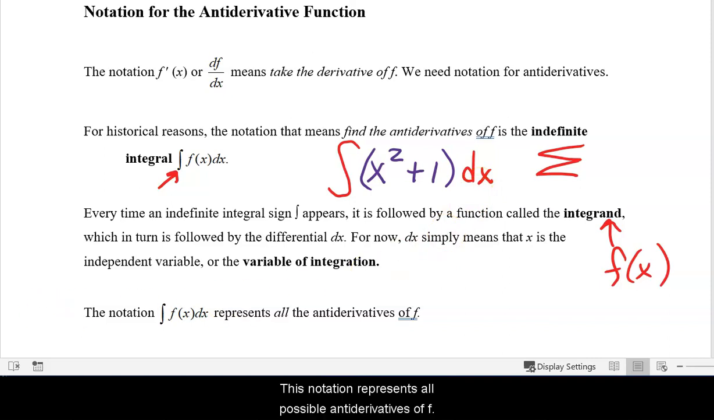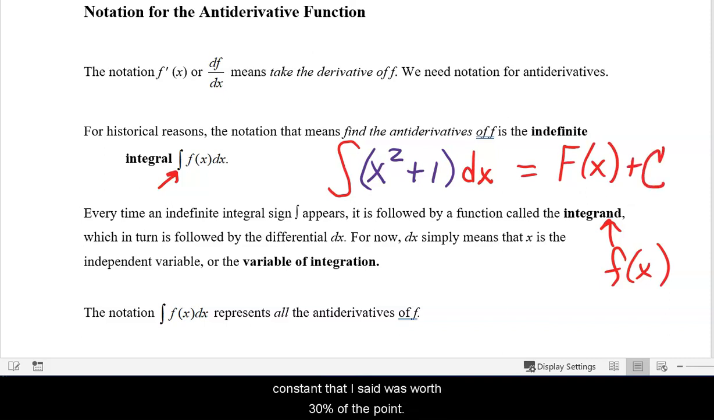This notation represents all possible antiderivatives of f. What this is going to give us, if we now want to write this down, is some capital F of x up to that constant that I said was worth 30% of the points. F of x plus c, where the F now is not the original integrand function lowercase f, but is instead uppercase F, representing the antiderivative function for that particular function, lowercase f.